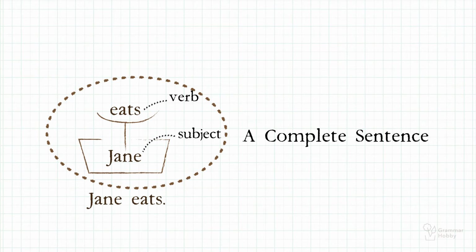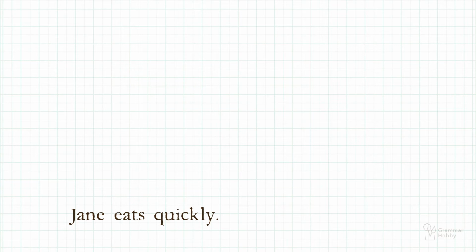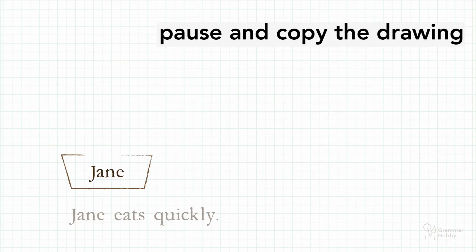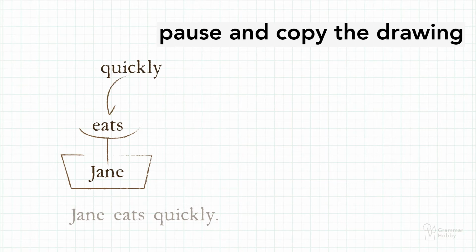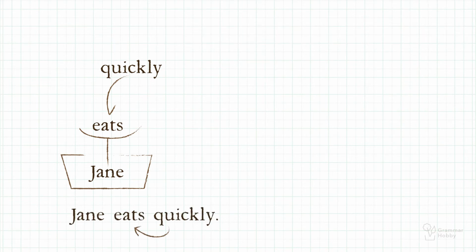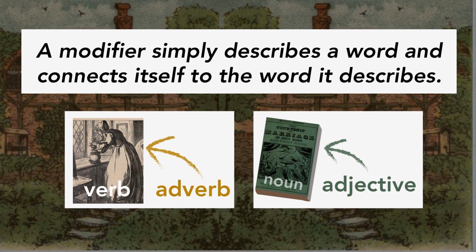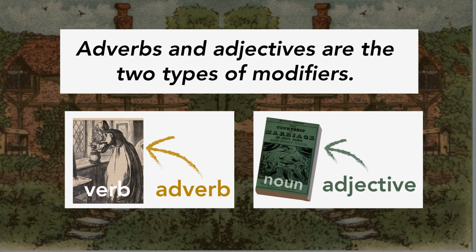What if the sentence says that Jane doesn't simply eat, but she eats quickly? How do you think you will draw the sentence? Pause the video while you try to copy these drawings. The word quickly is a type of modifier, called an adverb. It describes the verb, eats. All modifiers in sentence drawings are drawn as a branch. This process makes it very easy to visualize how adverbs simply point to or connect to the words that they describe. A modifier simply describes a word and connects itself to the word it describes. Adverbs and adjectives are the two types of modifiers.